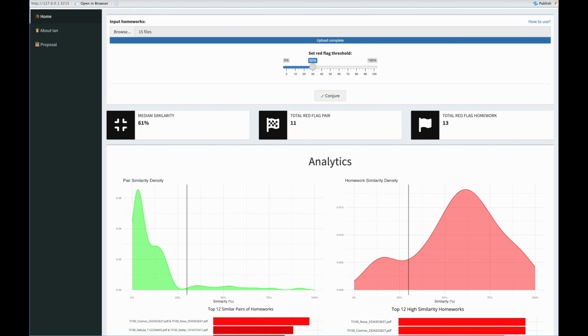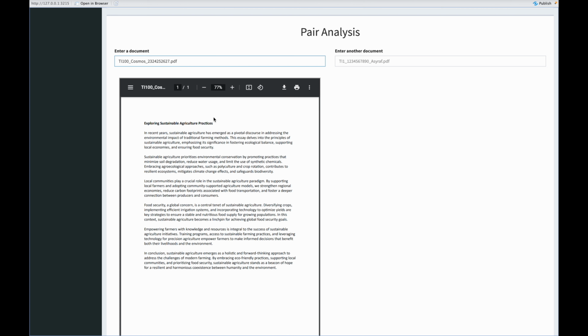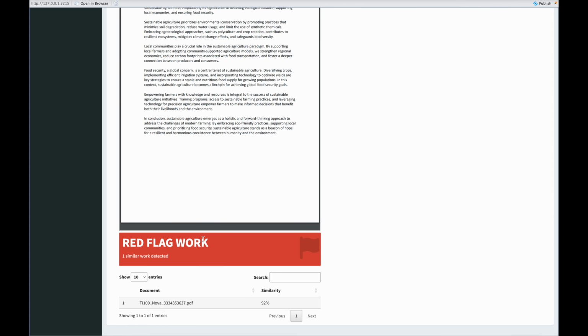Now let's move on to pair analysis. Here you can input documents, and you can take a look at the document, and also you can see below here it's gonna say if it is a red flag homework or a green flag homework. And here it is a red flag homework. It has one similar work detected, and here it is, the similar work. Now let's input this similar work into here.